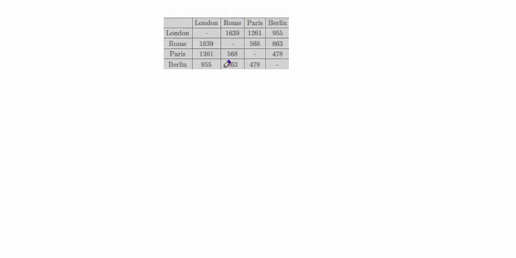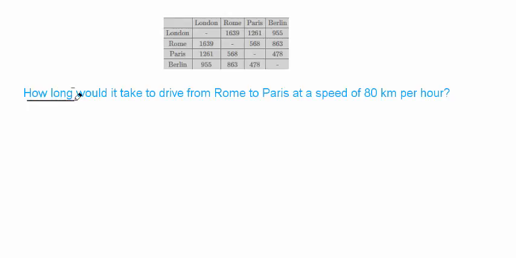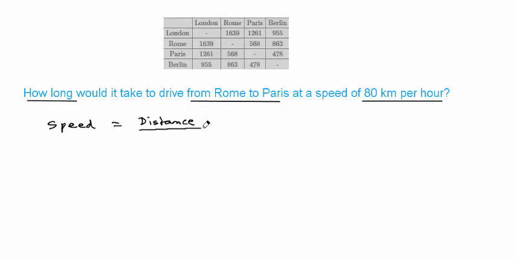Or in other words, interpret the data given in the chart and transform it into meaningful information. And then you could actually use that information to answer questions like, how long would it take to drive from Rome to Paris at a speed of 80 kilometers per hour? We know that speed is equal to the distance traveled over the time taken.